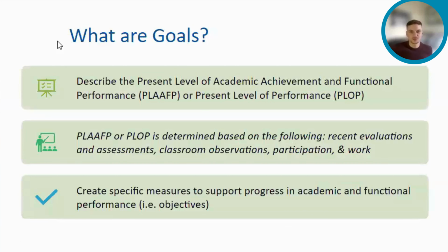So what are the goals? As we move along here, this is an acronym that I want you to be familiar with. We are going to describe the present level of academic achievement and functional performance, or PLOP. PLOP is the one you may hear more often. These are determined based on past assessments, recent evaluations, and classroom observations, and it states their present level of performance. So where are they currently performing in their levels of academics? This is where we identify and create those specific measures to support progress for the future. So it's identifying that baseline for where that student is currently at.